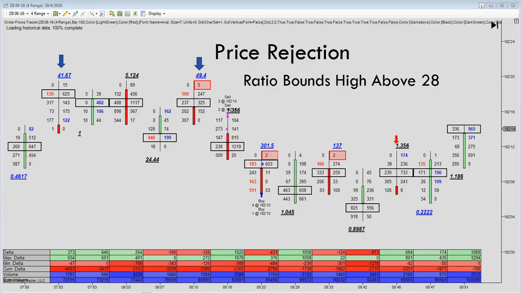Okay, so the next type is price rejection. And price rejection is going to be the ratio bounds high, which is a number above 28. Again, those numbers are not set in stone. It's not that you have to hold that level. So if it's not exactly above 30, I said I use 30 in my head, but 28 is what I have it set at, because there's going to be times where it's borderline. It might be 29.6, it might be 28.9.